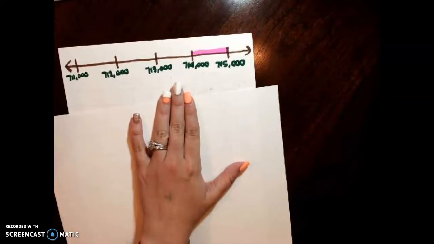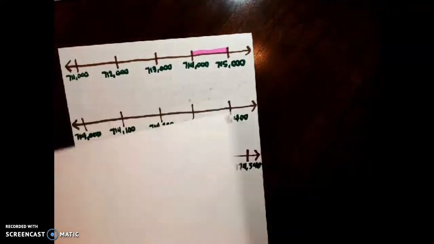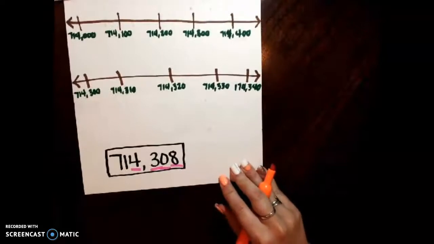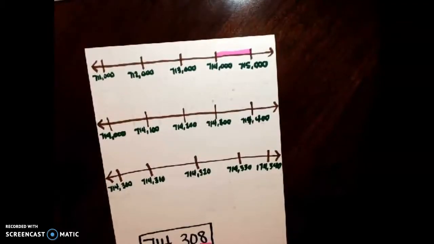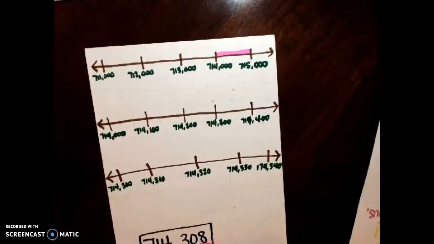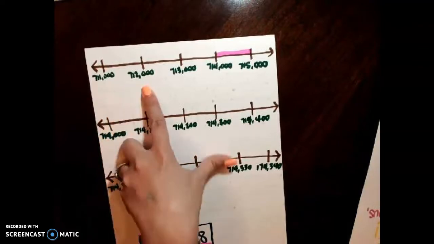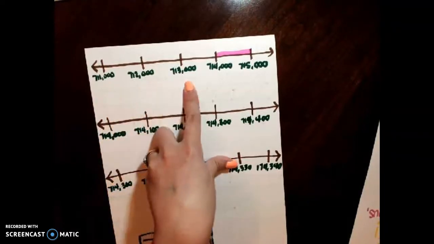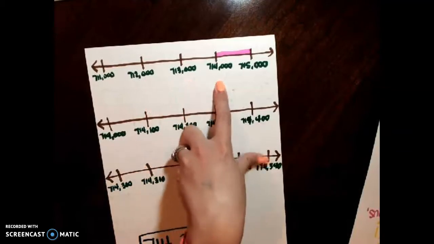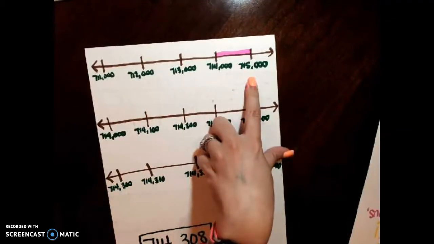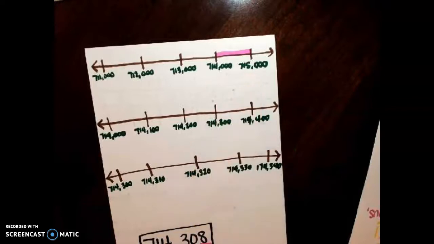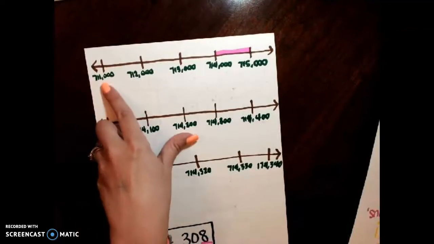Okay, so remember, our number is 714,308, and I'm going to be looking at my thousands place now, okay? So I have written here 711,000, 712,000, 713,000, 714,000, and 715,000. My number is basically 4,308 that I'm looking at because I've already rounded my 7 and my 1.